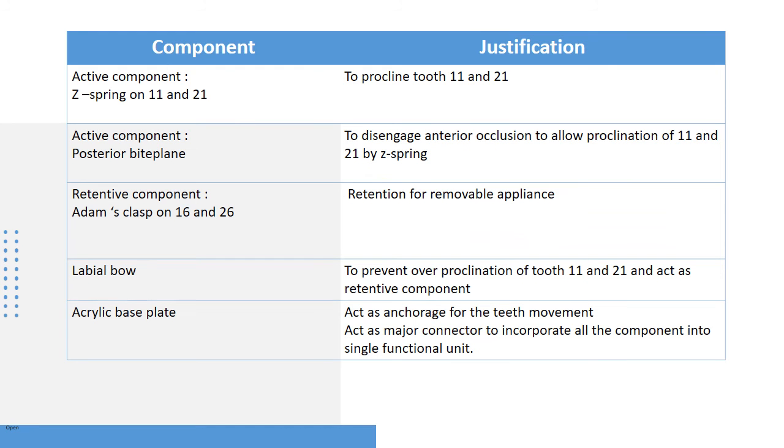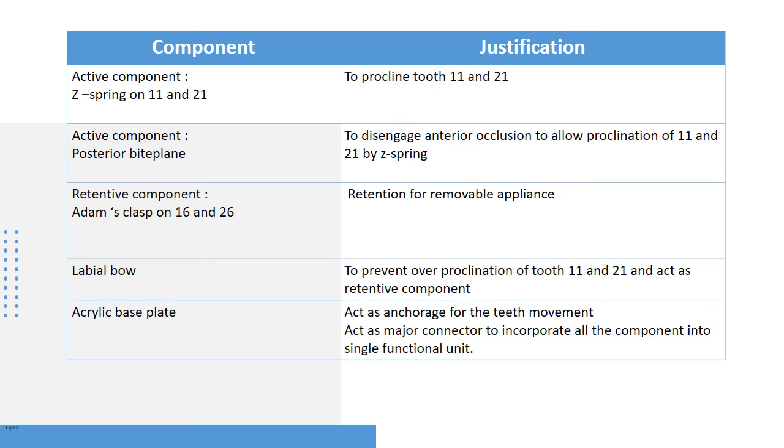For the justification of the components, for the active components, the Z springs on 11 and 21 are to procline teeth 11 and 21. Another active component is the posterior bite plane, to disengage the anterior occlusion to allow proclination of 11 and 21 by the Z springs. For the retentive component, the Adams clasp on 16 and 26 acts as retention for the removable appliance.